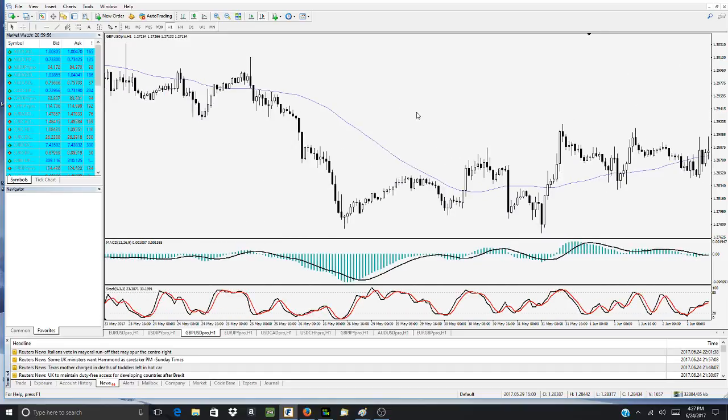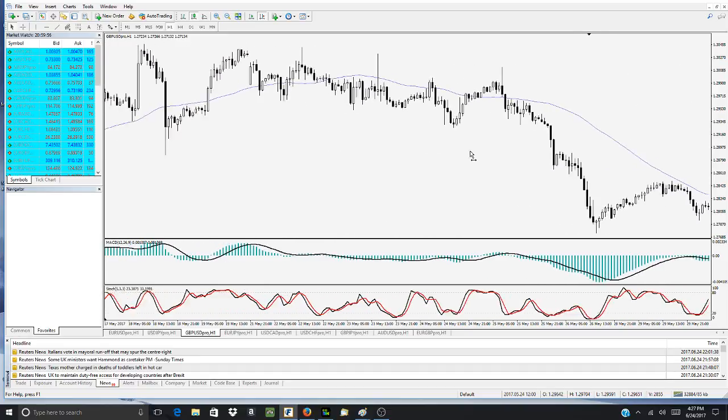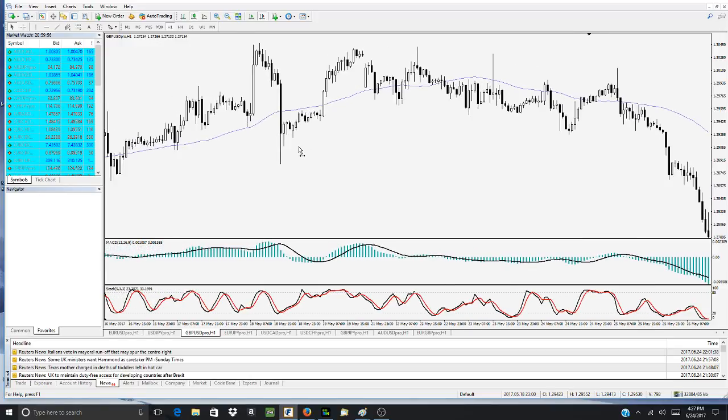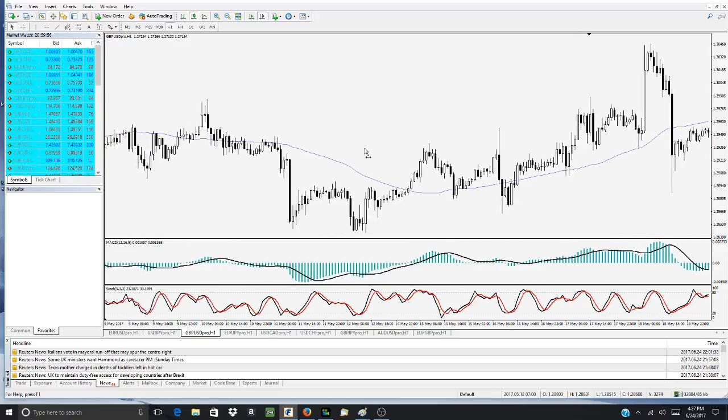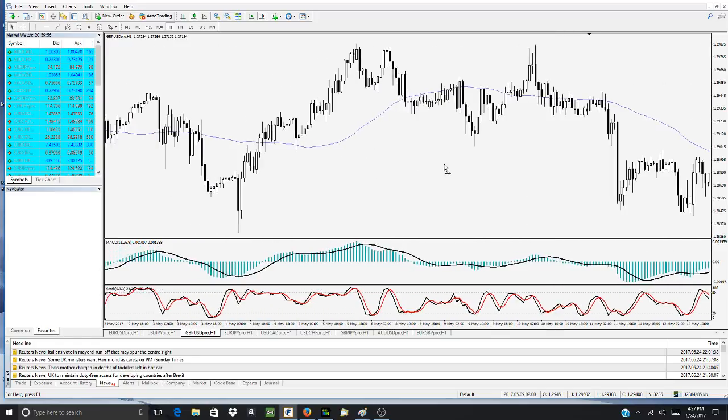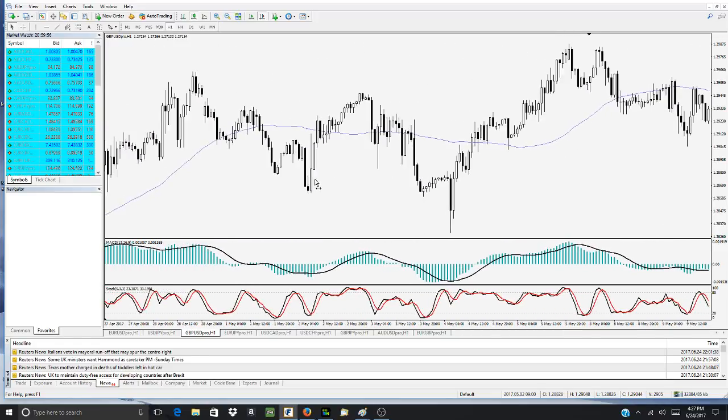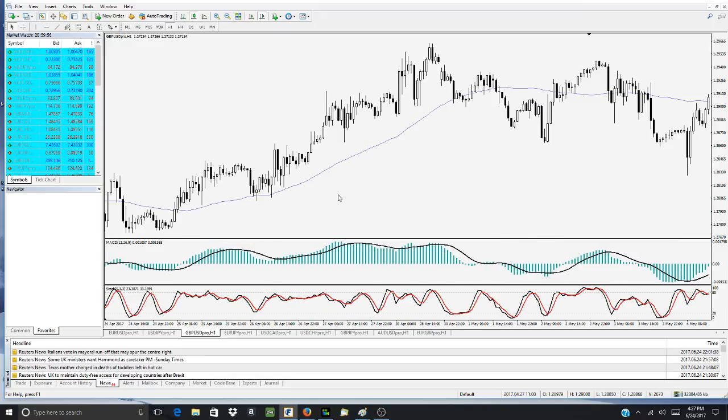So that's very important. I'm going to just show you an example of one that I wouldn't be trading. Let's see if I can find one. Let's see here.